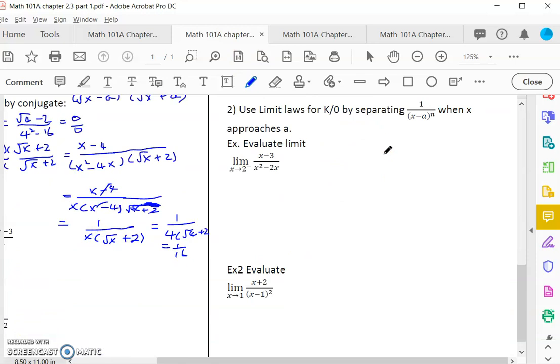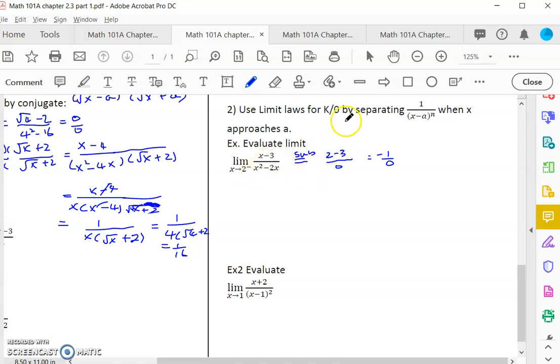The second case is when we only have one term, k over 0. So just like this one. When we plug in 2 from the negative side, the bottom becomes 0. It will be 4 minus 4, which becomes 0. But the top, by direct substitution, becomes 2 minus 3 over 0, equal to negative 1 over 0. So I cannot add anymore. It's just one term. So what do we do?